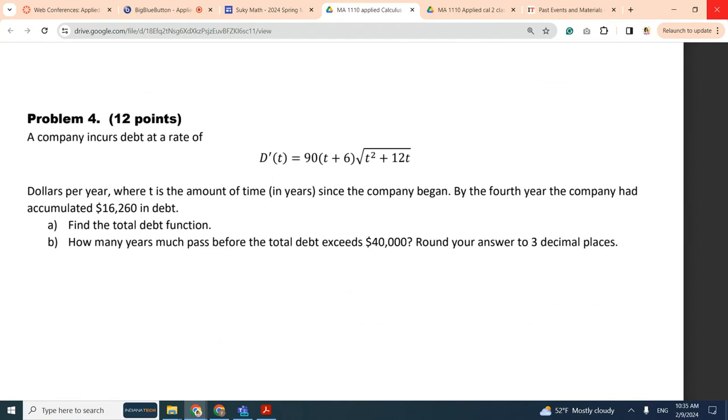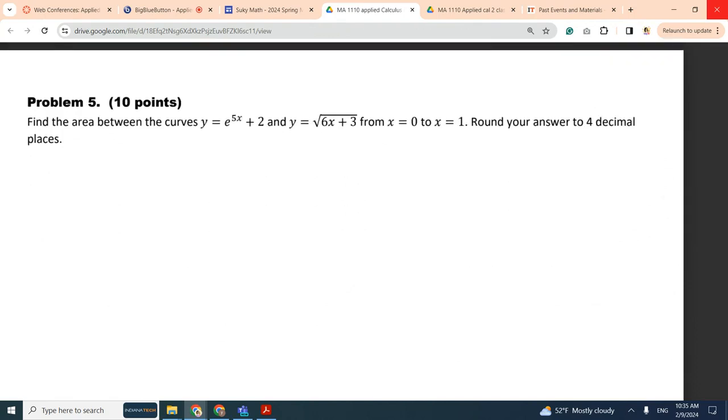It has to be the square root of t squared, just inside the square root, not including the square root. Yes, right, everybody? Okay, how about here? Area between two curves. Here it gives you the left x and the right x.